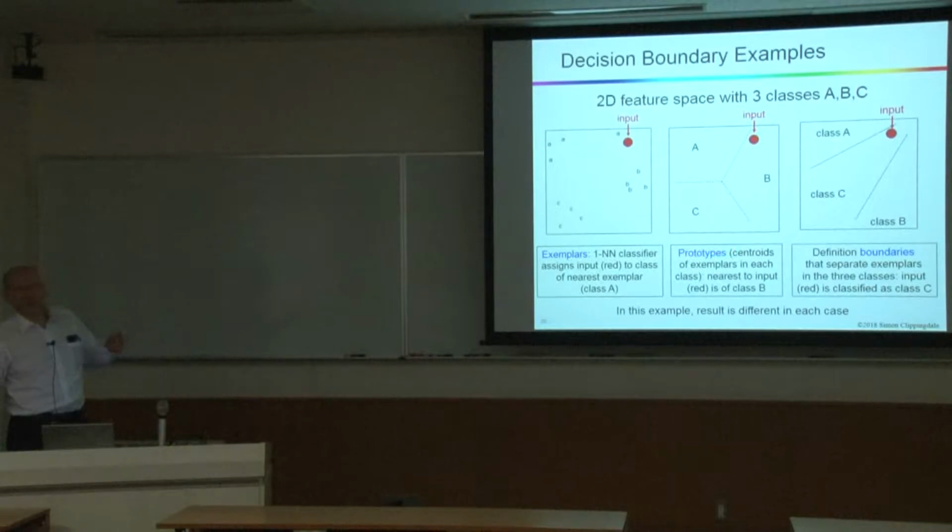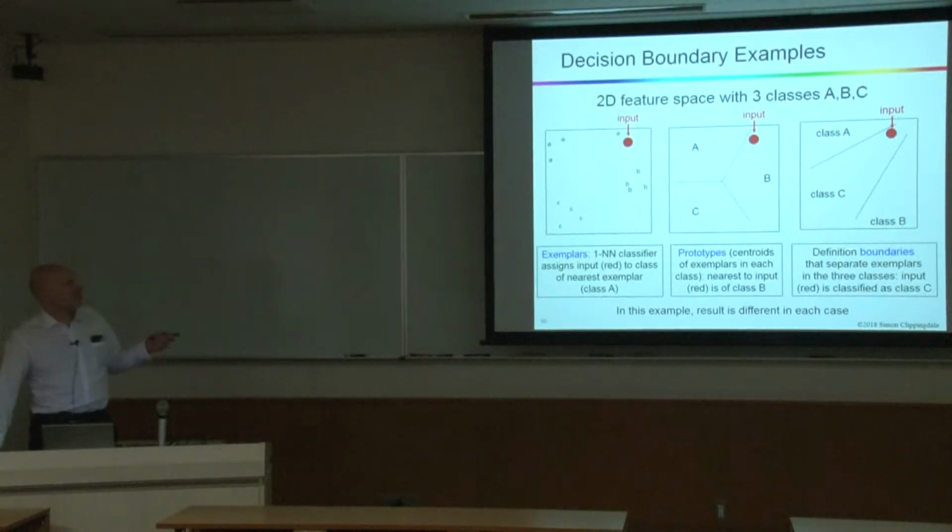Prototypes use a centroid rather than individual examples. So here's the centroid of these A examples, the centroid of examples B is here, the centroid of these C examples is here, and we're going to classify this input according to whichever centroid is nearest. And in this case, it's going to be classified as B.